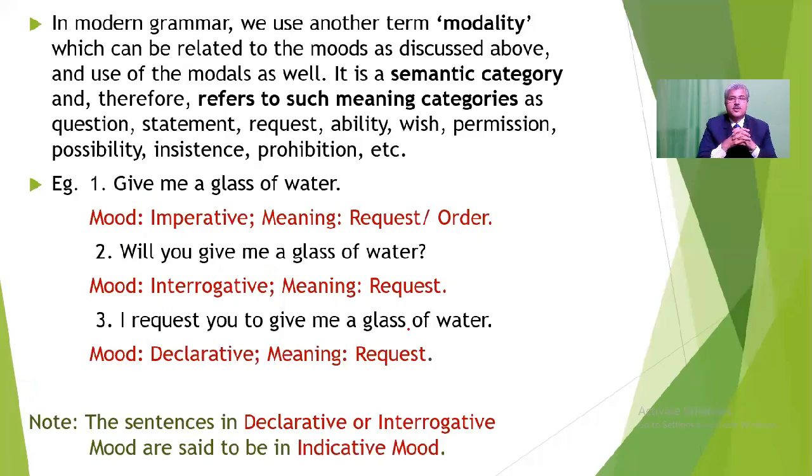Now we will try to understand moods in detail. In modern grammar, we use another term, modality, which can be related to the moods as discussed above and the use of modals as well. It is a semantic category and therefore refers to such meaning categories as question, statement, request, ability, wish, permission, possibility, insistence, and prohibition. For example, give me a glass of water. Now, here the mood is imperative mood.